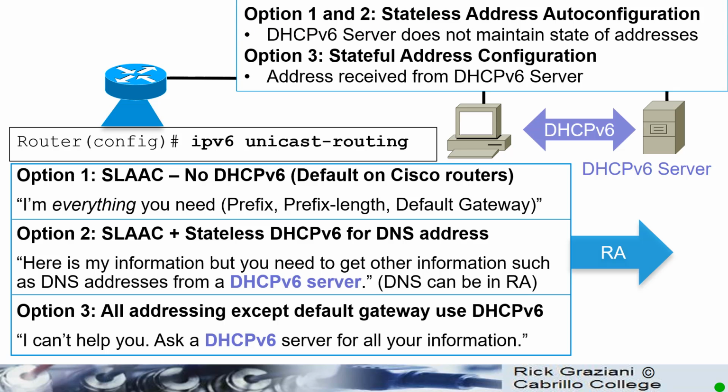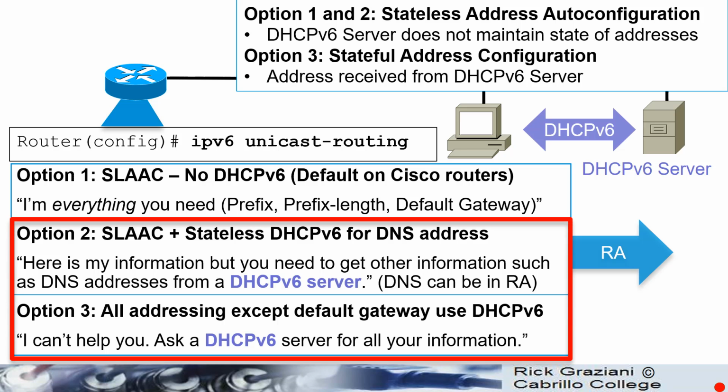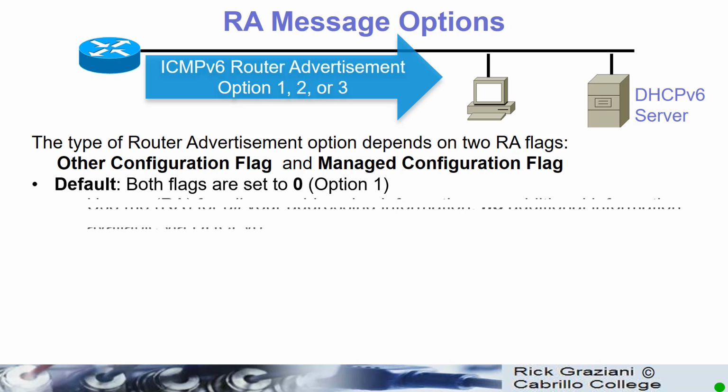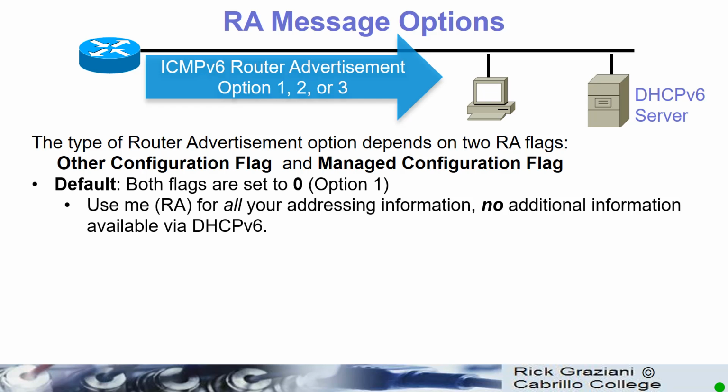Options 1 and 2 are stateless address autoconfiguration. Option 3 is a stateful address configuration, not auto. Here are the big 2 that are going to be addressed. The type of router advertisement option depends on 2 RA flags: the other configuration flag and the managed configuration flag. By default, both flags are set to 0, option 1. Use me, the RA, for all your address information. No other information is needed, hence no DHCP server.